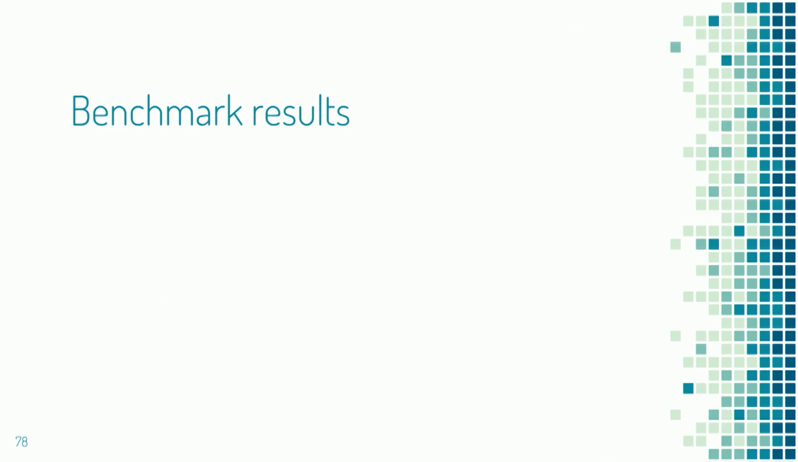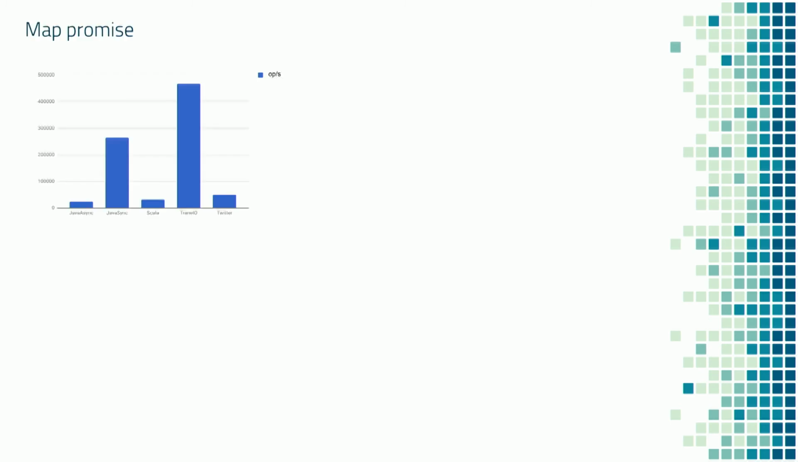So now I would like to show you some benchmark results using this new implementation. Here I have just one operation, which is mapping a promise. You have a promise that is not fulfilled yet, just a pending promise. This is the result. The Trane.io implementation can do, I don't know how many, 50,000? No, 500,000 operations per second, more or less. And the others are really not good compared to this one, right?